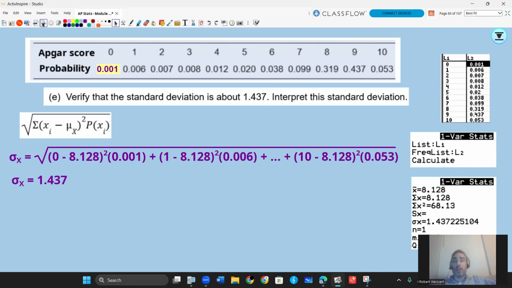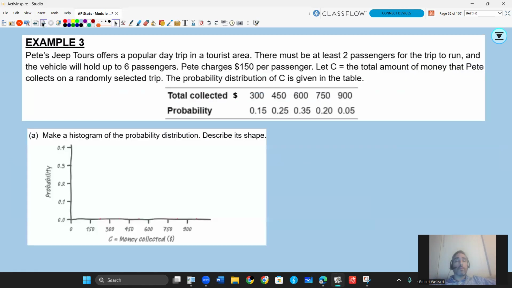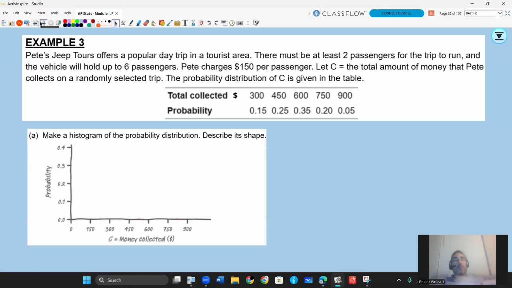For standard deviation, remember it is the typical distance from the mean. In a problem with probability, you would say if many, in this case, newborns are randomly selected, their APGAR scores will typically vary by about 1.437 from the mean. Let's make a histogram of this. Actually, this is a different problem, so let's start the next problem.